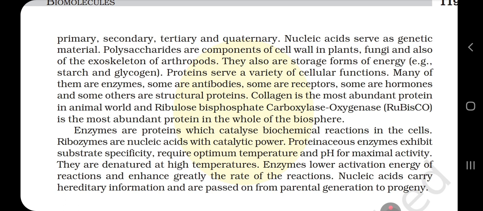Enzymes are proteins which catalyze biochemical reactions in cells. Ribozymes are nucleic acids with catalytic power. Proteinaceous enzymes exhibit substrate specificity and require an optimum temperature and pH for maximal activity. They are denatured at high temperature. Enzymes lower the activation energy of reactions and greatly enhance the rate of reactions. Nucleic acids carry hereditary information and are passed on from the parental generation to progeny.